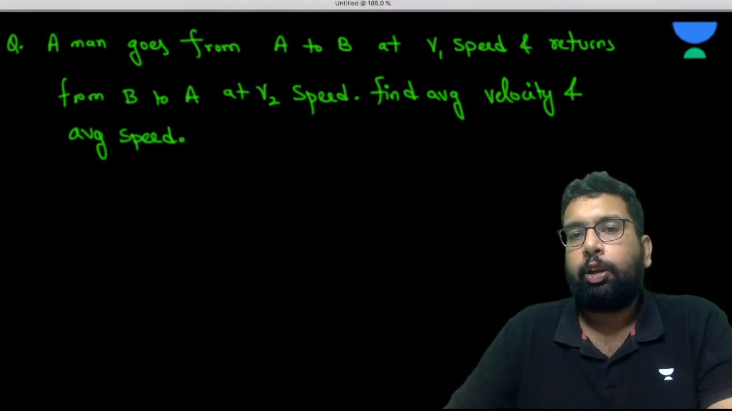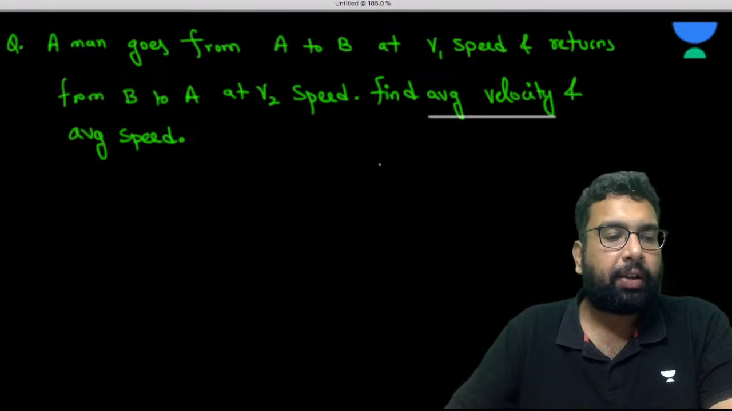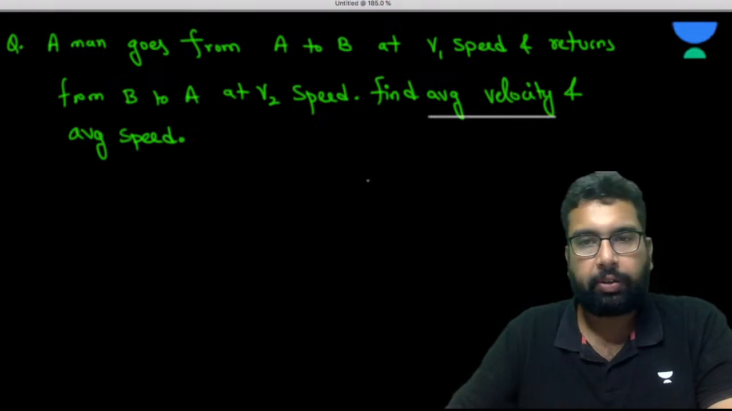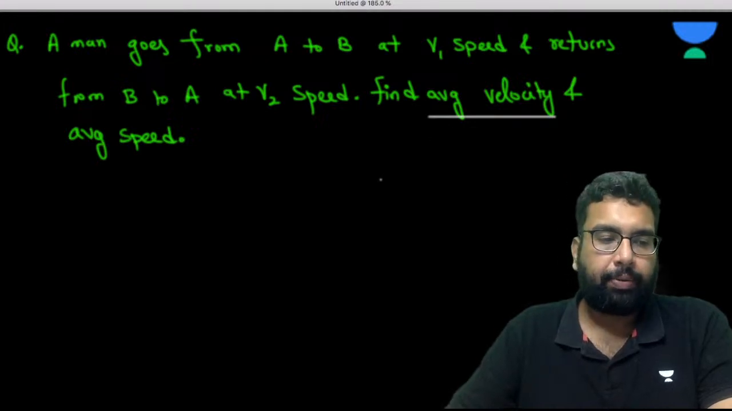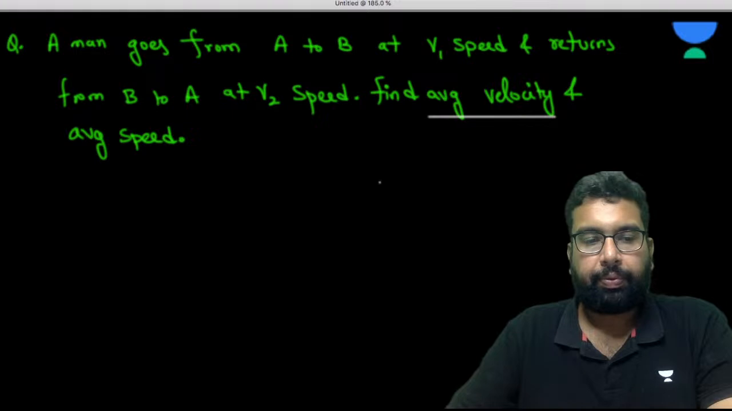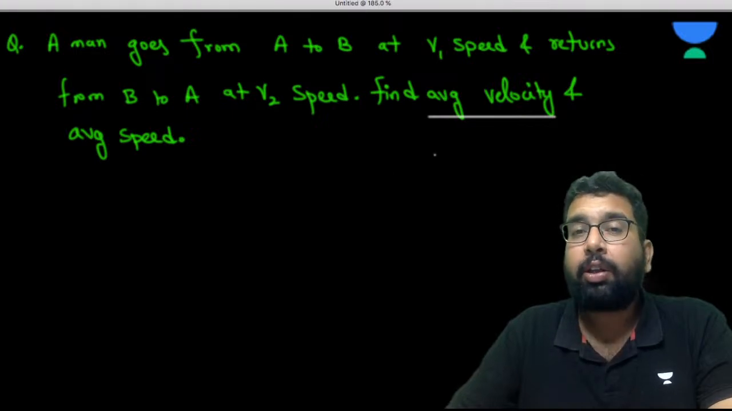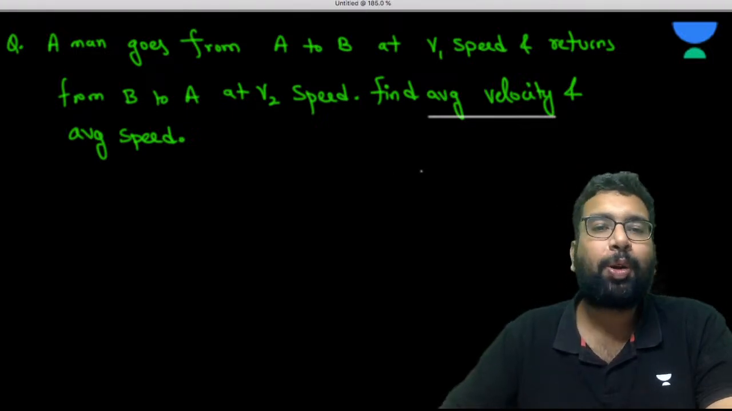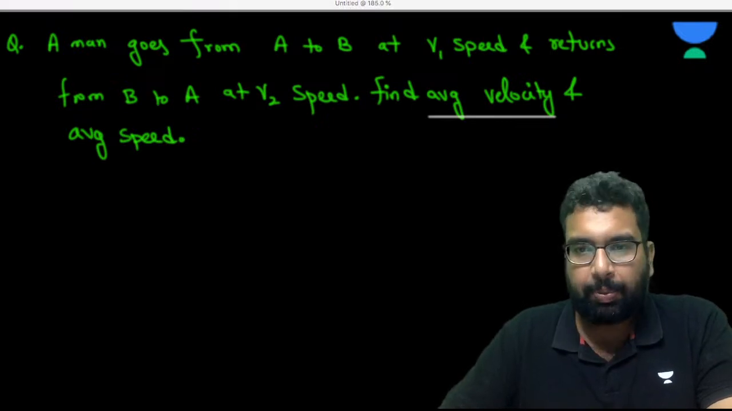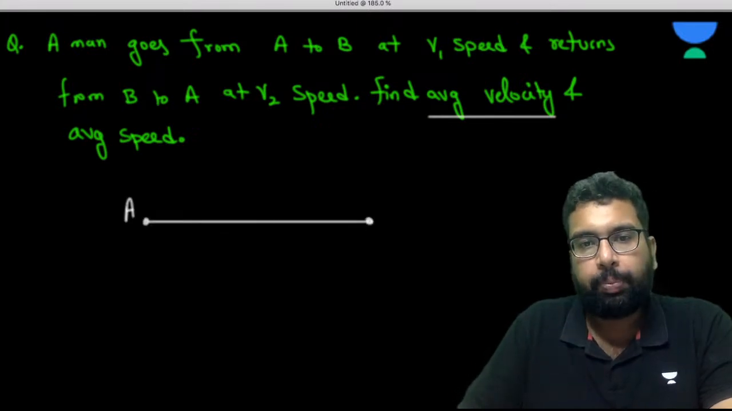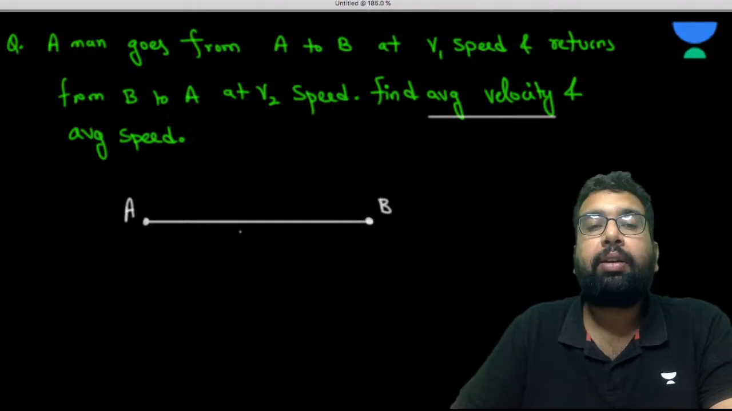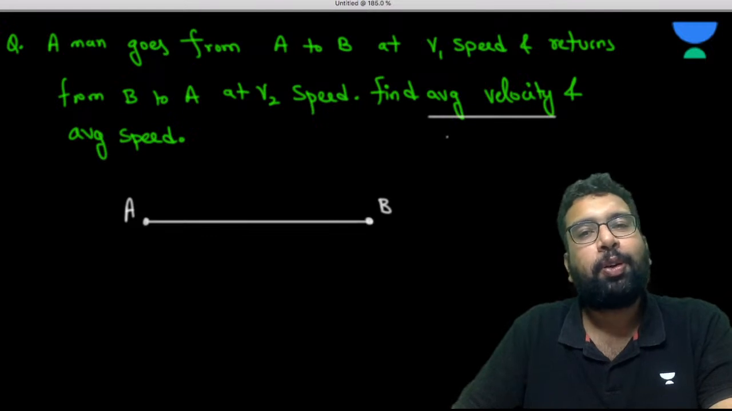So now, please see. What is going to be the average velocity? The average velocity is the total displacement upon total time. When someone has started from A and goes to B and then from B returns to A, what is the displacement? The displacement is 0, isn't it?